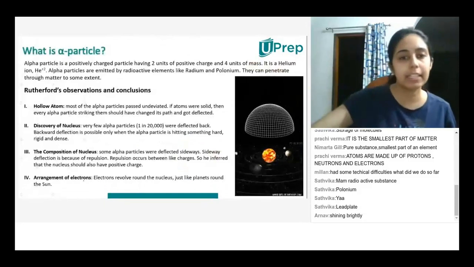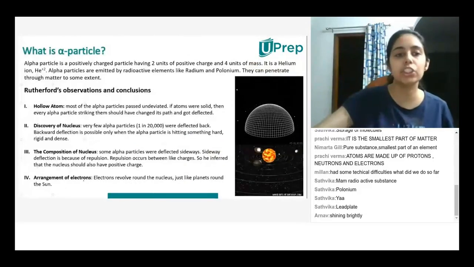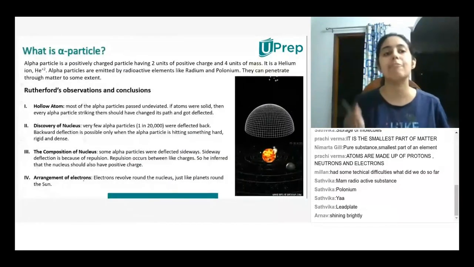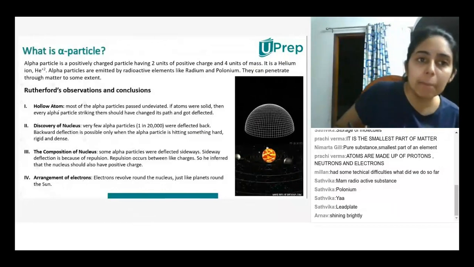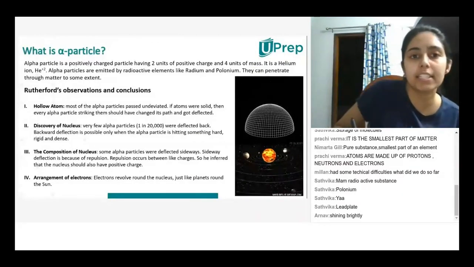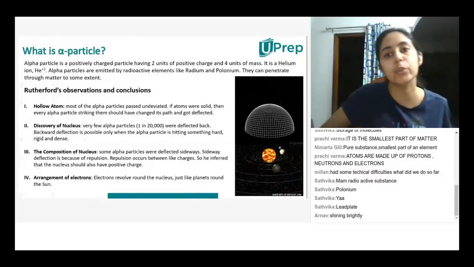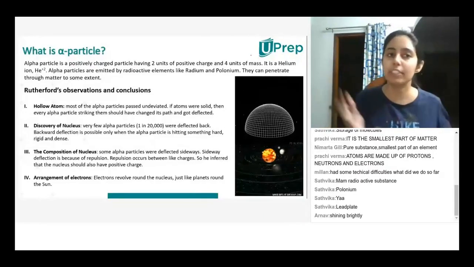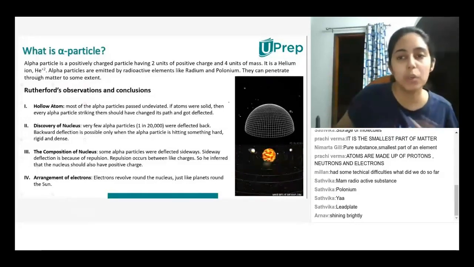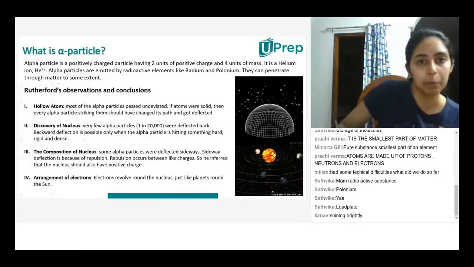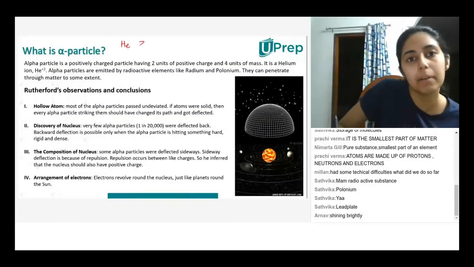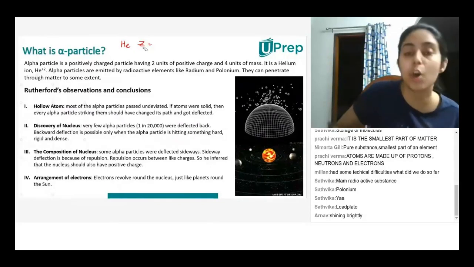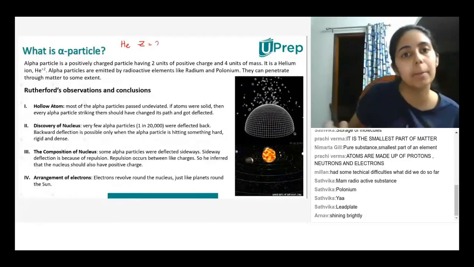So before we get into what the conclusions or the observations of this experiment were, let's see what an alpha particle is. Alpha particle is a positively charged particle having 2 units of positive charge and 4 units of mass. If that makes no sense, no issues. Let's take a look. Basically, it is a helium atom. Helium has an atomic number, and this is the symbol of atomic number. So helium has an atomic number 2.